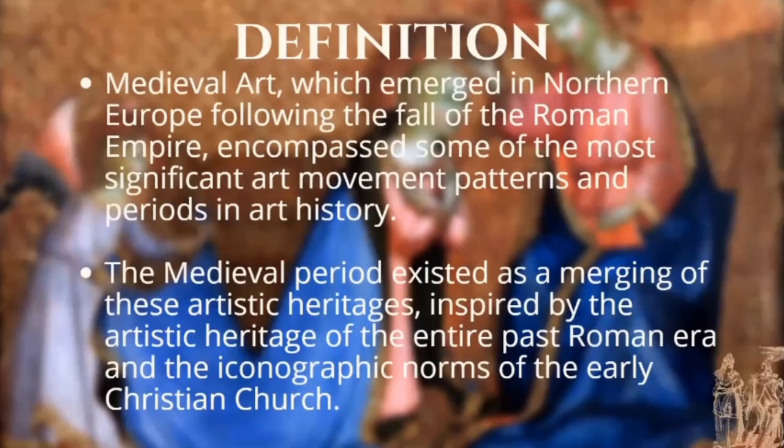So now let's talk about the definition. Medieval art, which emerged in Northern Europe following the fall of the Roman Empire, encompassed some of the most significant art movement patterns and periods in history. Medieval art was made up of various artistic mediums such as sculpture, illuminated manuscripts, stained glass, tapestries, mosaics, and metalworks.